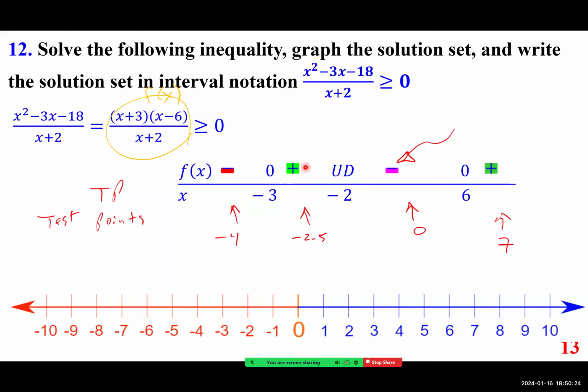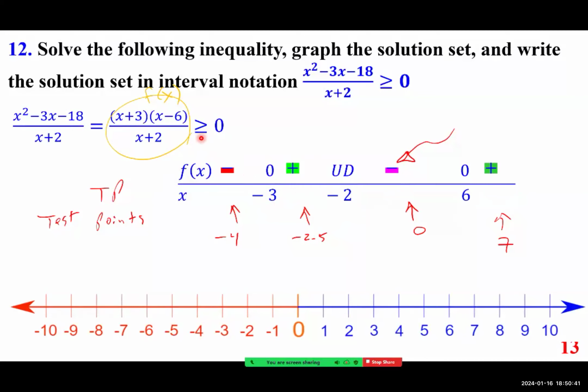So this place is the answer. So from negative 3 to negative 2, union 6 to infinity. Is negative 3 included? We have the equality. Yes. Is negative 2 included? No, because it makes the denominator 0.